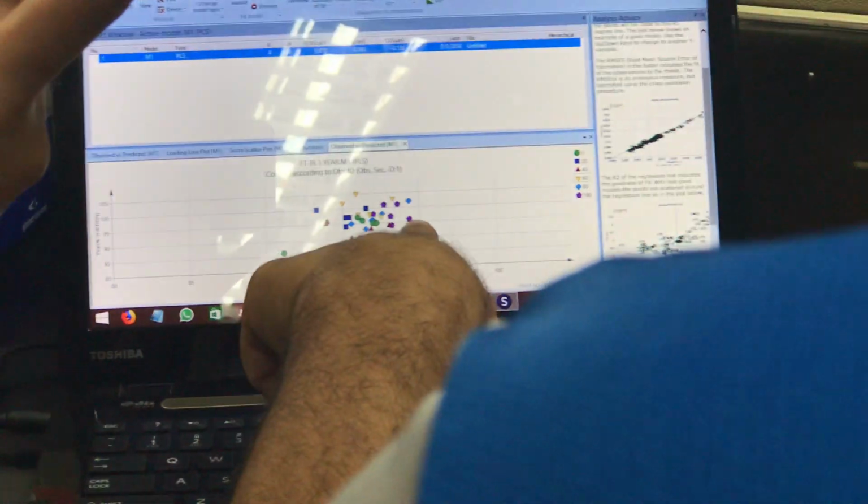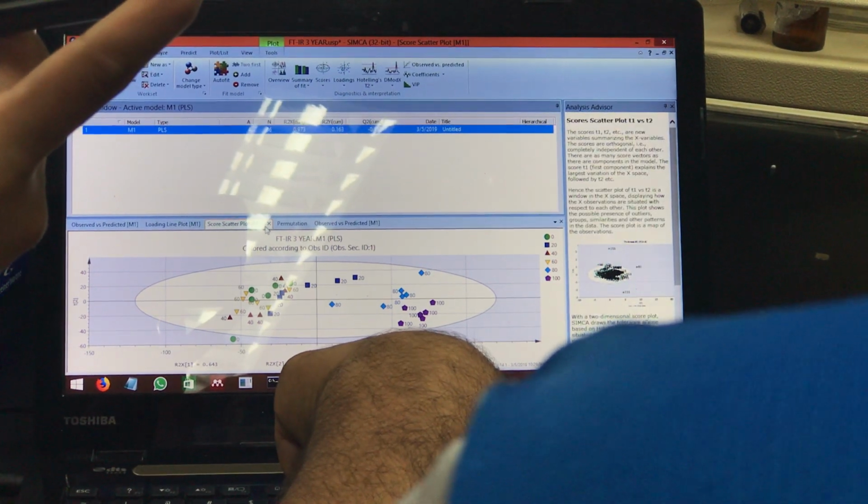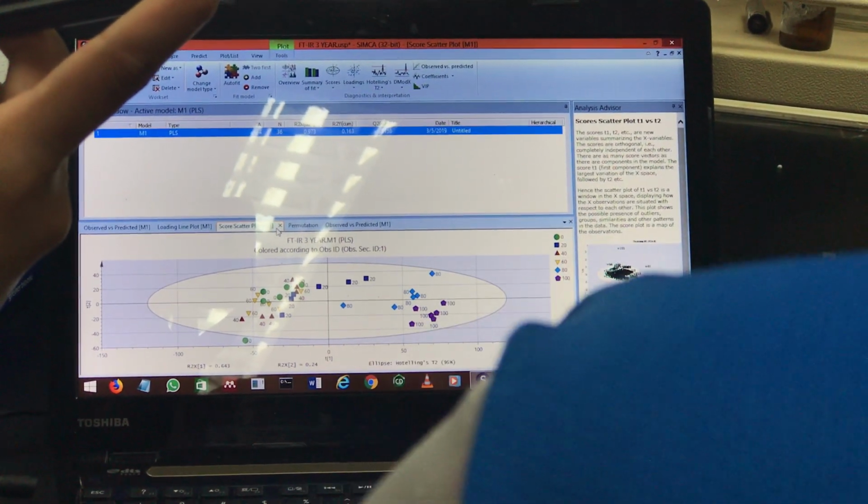You can see how it is. Even it's not coming in grouping together. Even you can see here.